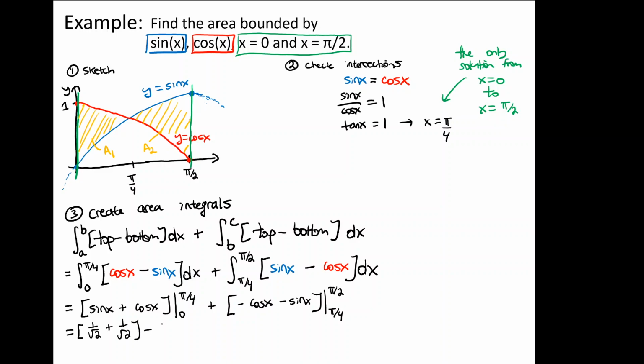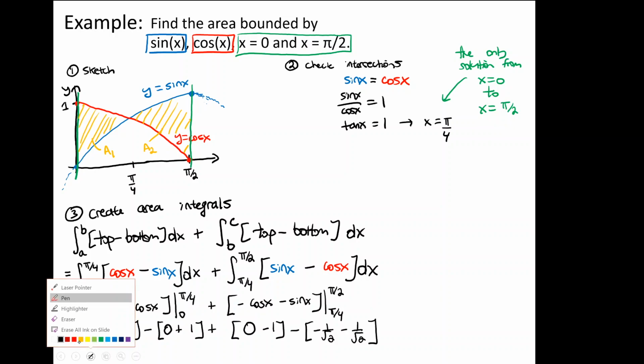Now plug in the bottom bound. Sine of 0 is 0. Cos of 0 is 1. Now the next two, plug in pi over 2, we get negative cos of pi over 2, which is 0, and negative sine of pi over 2, which is negative 1. Then subtract the bottom bound. So I have negative 1 over root 2 minus 1 over root 2.